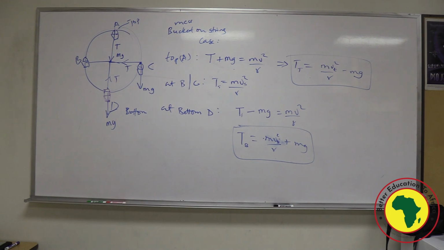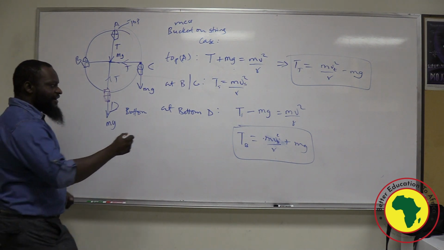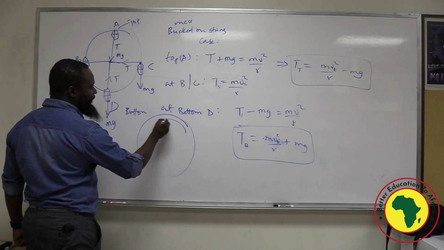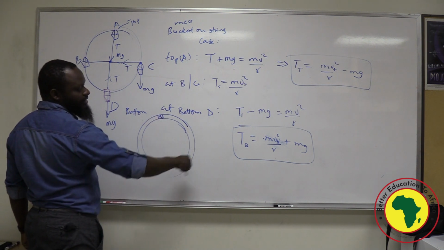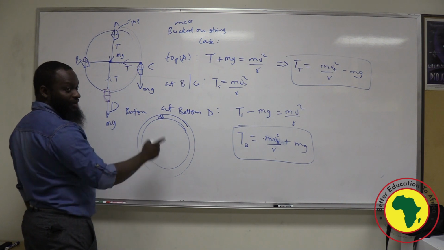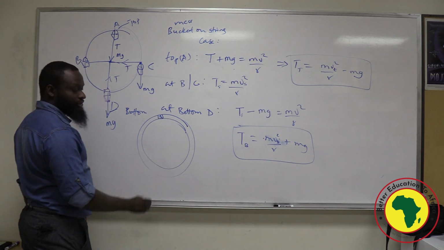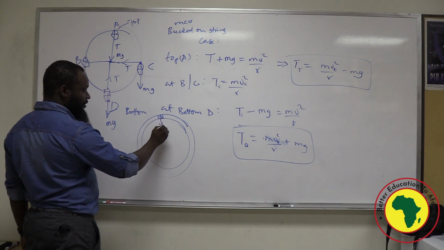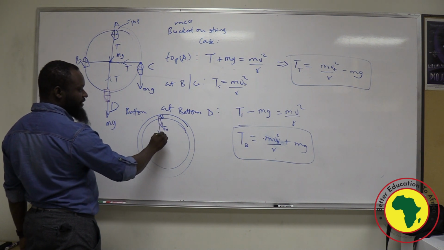Are we good? Yep. So the second scenario is a Ferris wheel where we have people going around the circle. You are seated on a chair here, and you are going round and around the circle. So there is no rope holding you. You are just going. So what you have here actually is a normal reaction, a normal force, Fn. And then you still have your gravity, Fg.